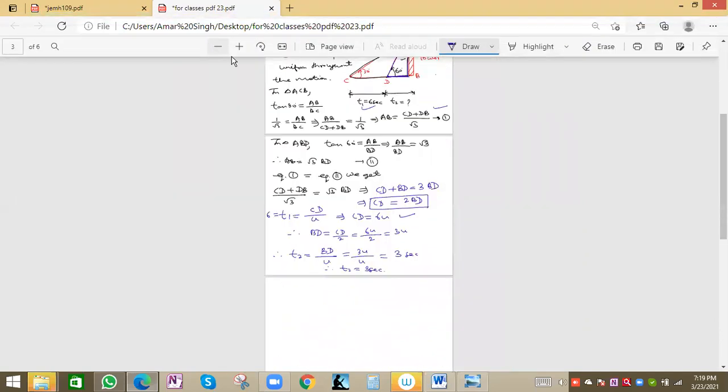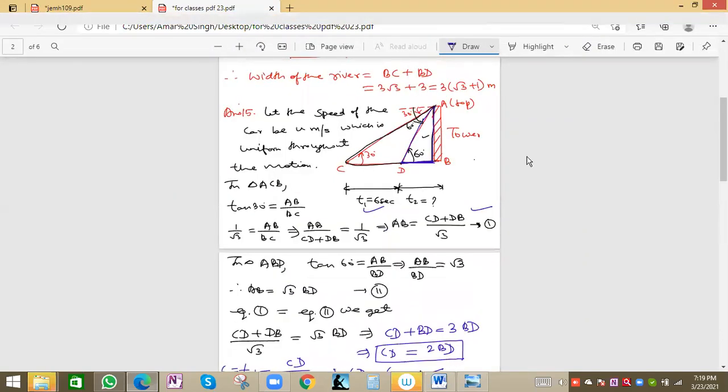So from here also we can observe that this is 6 seconds and this is basically half. Speed is the same, so time will be half basically.